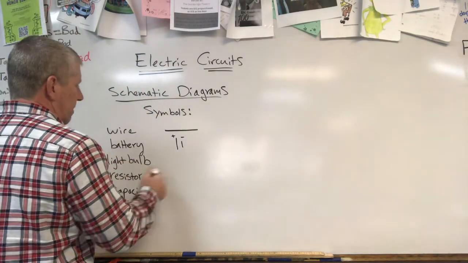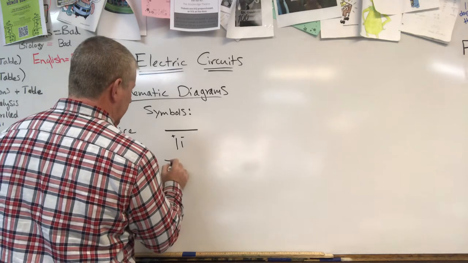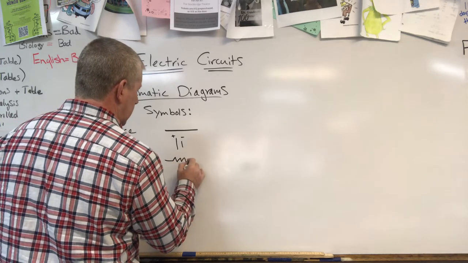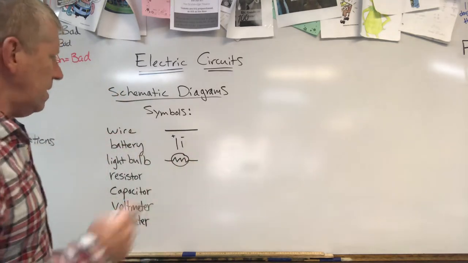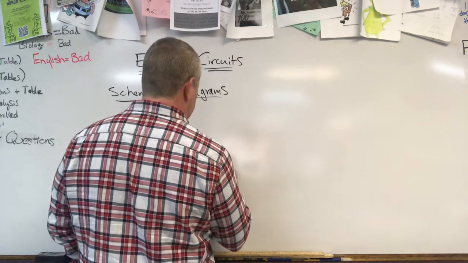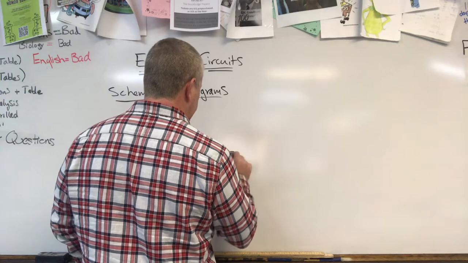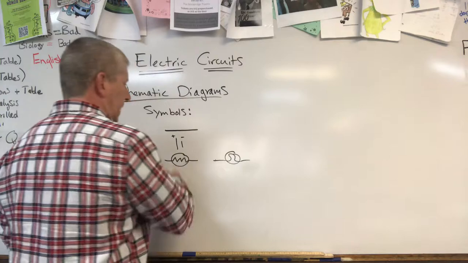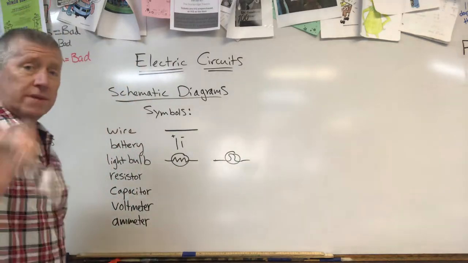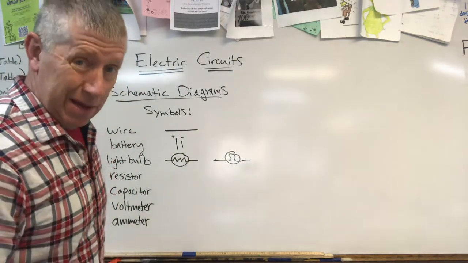A light bulb. A light bulb is a line, a wiggly, and then a line with a circle. That's a light bulb. Sometimes you will see a light bulb like this, like a circle with a thing in it looking like that. I always use the first one, though. Hey, you say tomato, I say tomato, right?